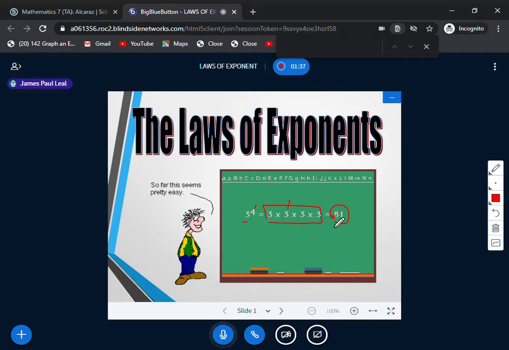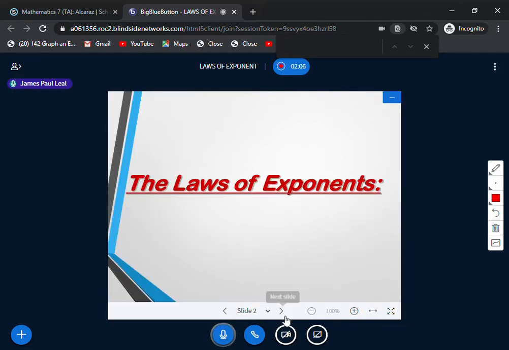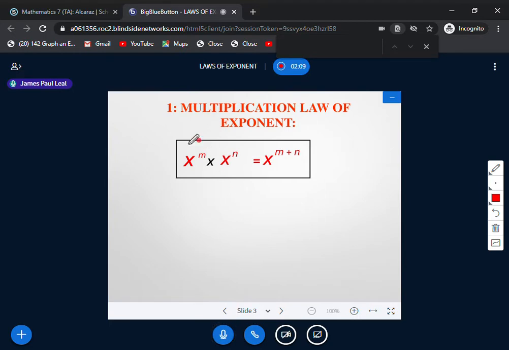When we have a variable with an exponent, are we able to simplify the expressions? The answer is yes. There are a few rules you will have to follow so that you can properly work with exponents, and they are called the laws of exponents. Again, let me reiterate that I have here five laws of exponent. The first law, and I want you to take down notes of this, is all about the multiplication law of exponent.